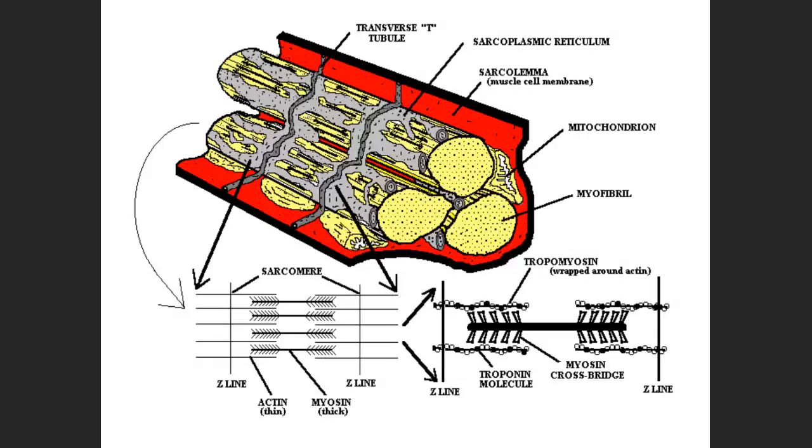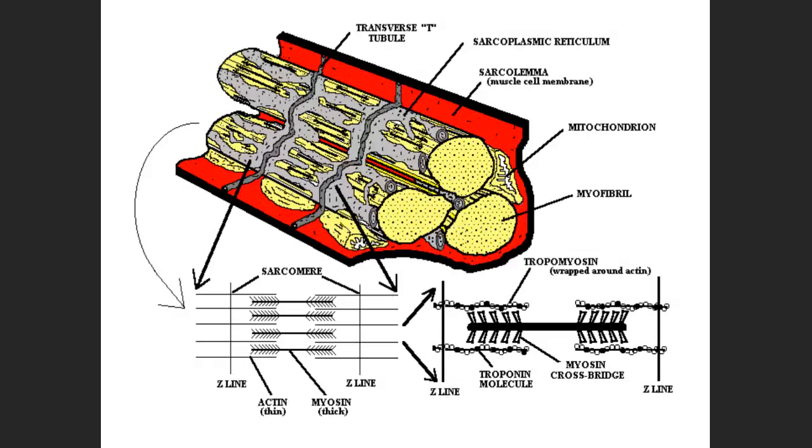If you look at the bottom, you see the sarcomere. The sarcomere is bounded by Z lines. It's part of the myofibril. There's many sarcomeres in each myofibril. The dark lines are the myosin.